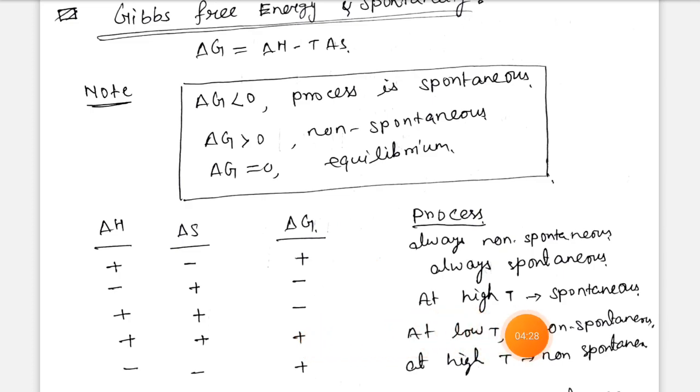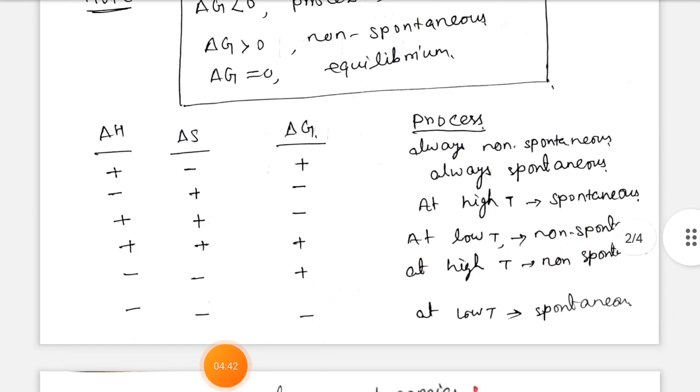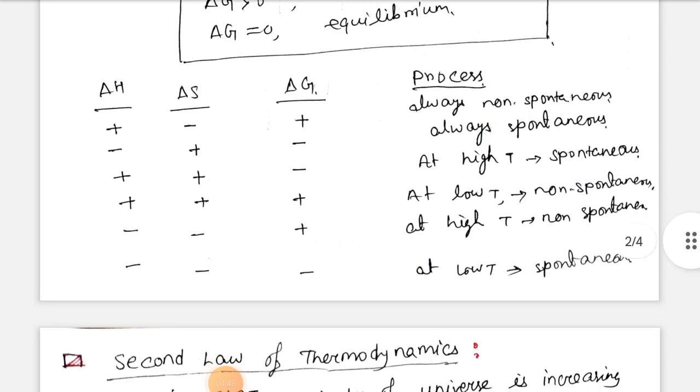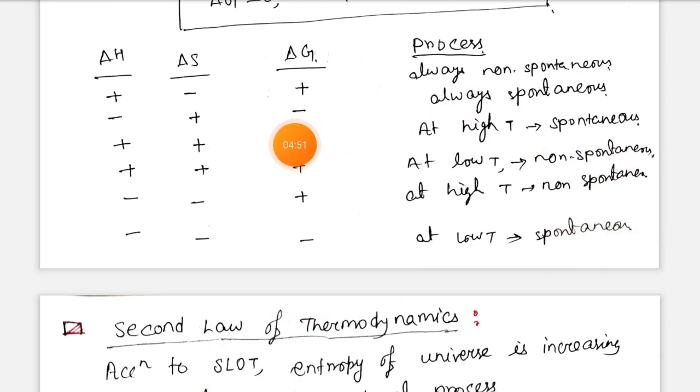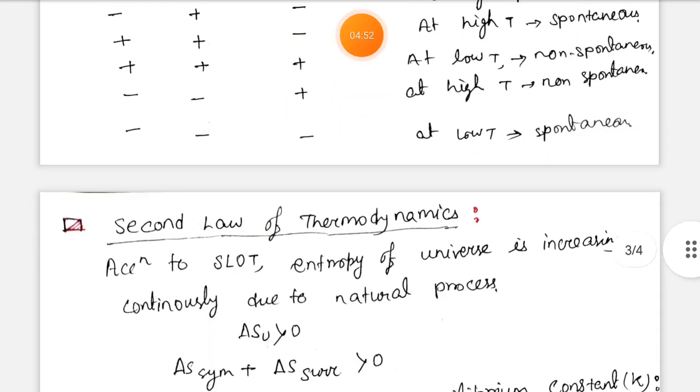at high temperature, so it is a spontaneous process. Next, if these are two positive, then delta G is positive at low temperature. This is a non-spontaneous process. Next, if we take delta H and delta S both negative, then delta G is negative at low temperature. It is a spontaneous process. These are very important. These are often asked in the exam.